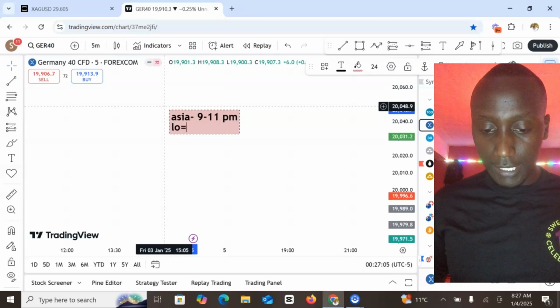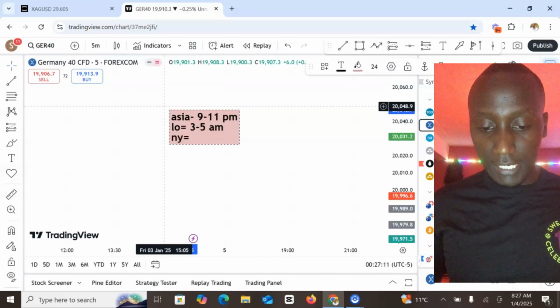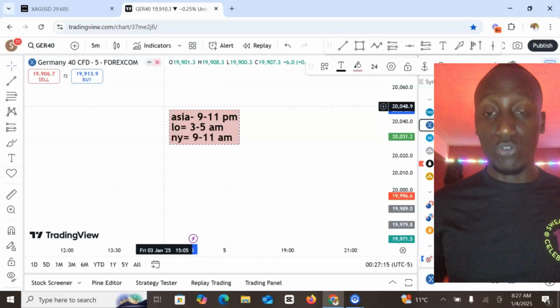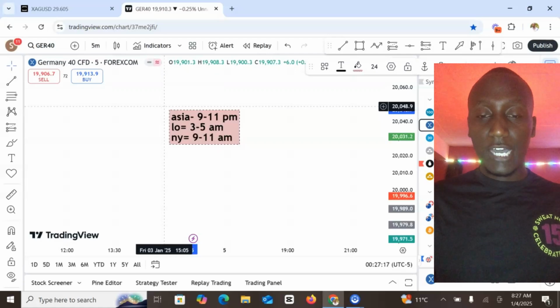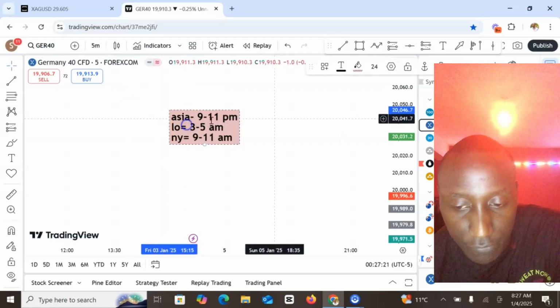For London, the time is between 3 to 5 a.m. New York time. And for New York, the time is between 9 and 11 a.m. New York time. Now, once you come to the screen at this time, you use the 5-minute time frame.